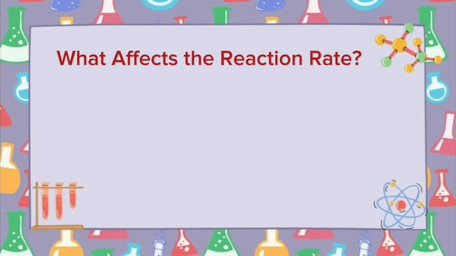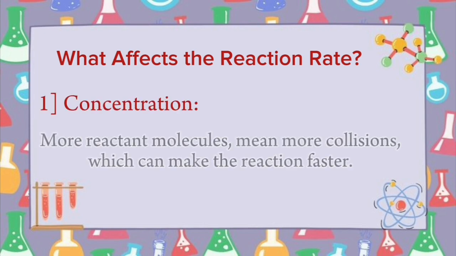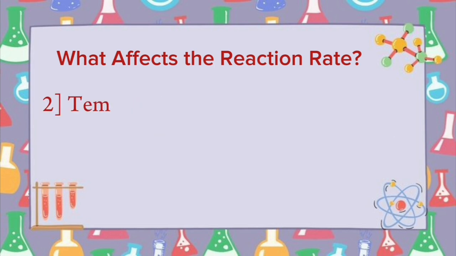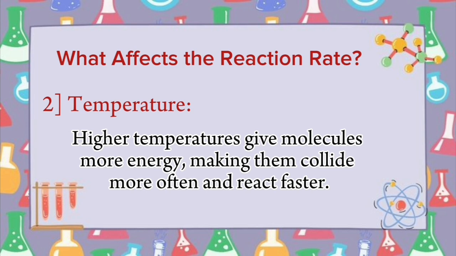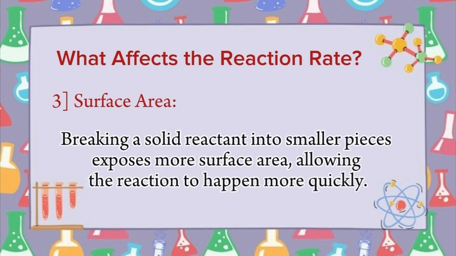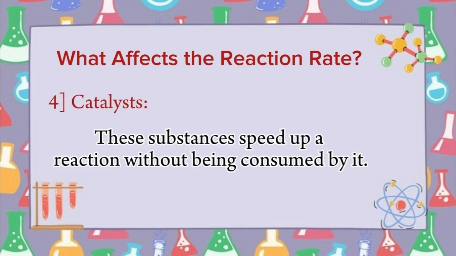Now let's study what affects the reaction rate. Here are some factors that influence the reaction rate. First is concentration. More reactant molecules mean more collisions, which can make the reaction faster. Second is temperature. Higher temperatures give molecules more energy, making them collide more often and react faster. Third is surface area. Breaking a solid reactant into smaller pieces exposes more surface area, allowing the reaction to happen more quickly. And last is catalysts. These substances speed up a reaction without being consumed by it.